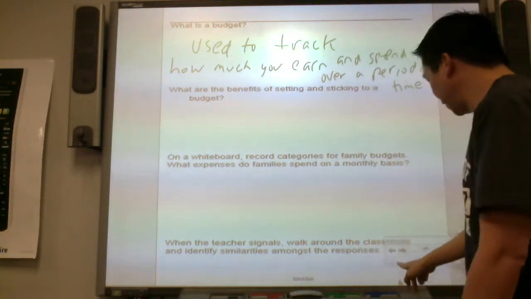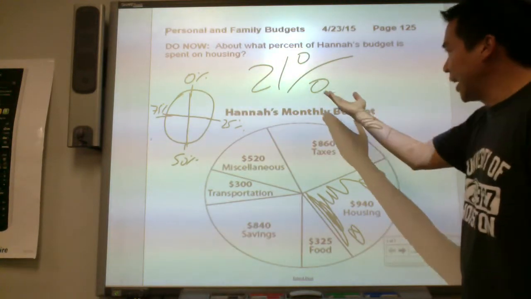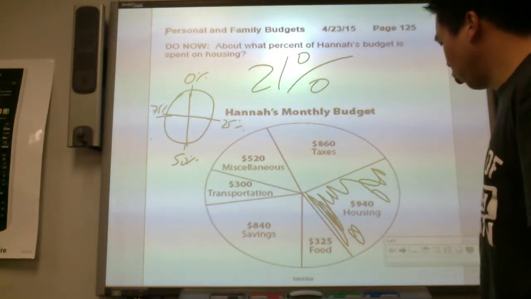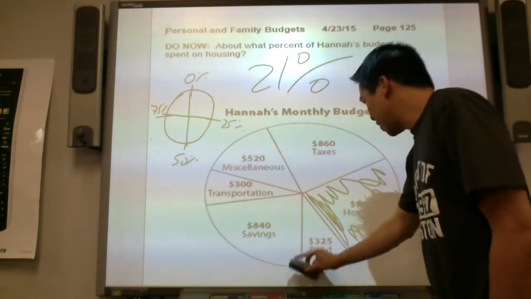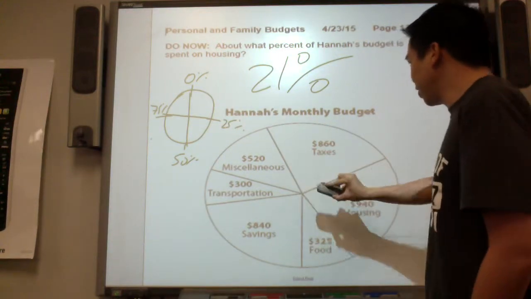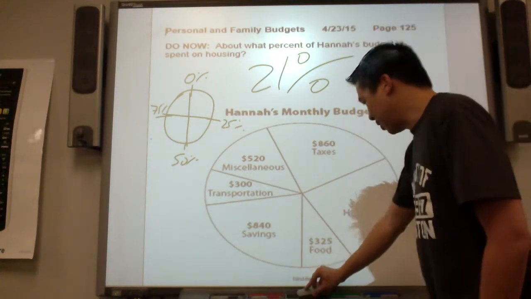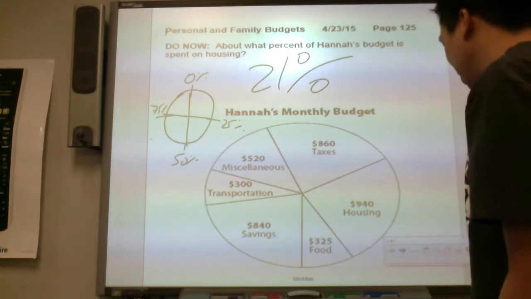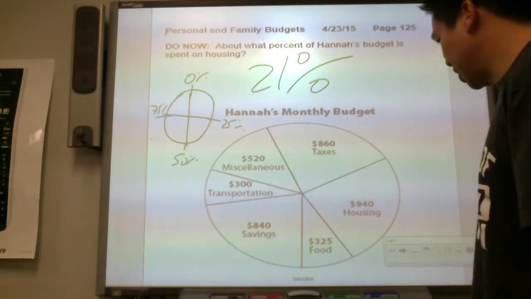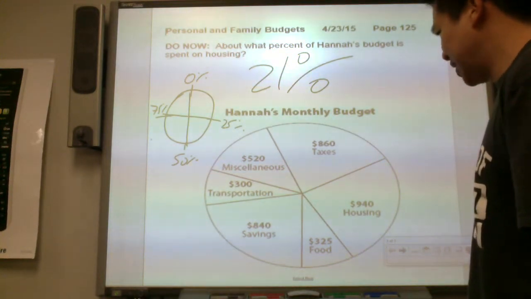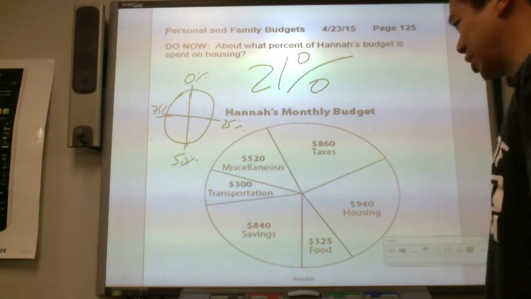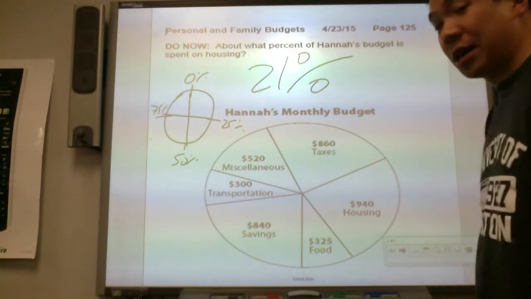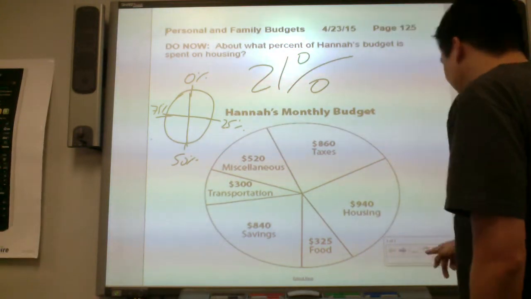So if you look at our previous slide, this is Hannah's monthly budget. She spends a good amount of money, $940 worth on housing. Taxes, well, I pay a lot of taxes. $860 per month are taxes. It's a lot of taxes. She must have a really large house and a high municipal utility district, water district. She spent on food, saving. Well, she saved a lot of money. Good for her. Transportation, like car, gas, and miscellaneous. So I assume that includes entertainment, buying clothes, buying shoes, and things like that.